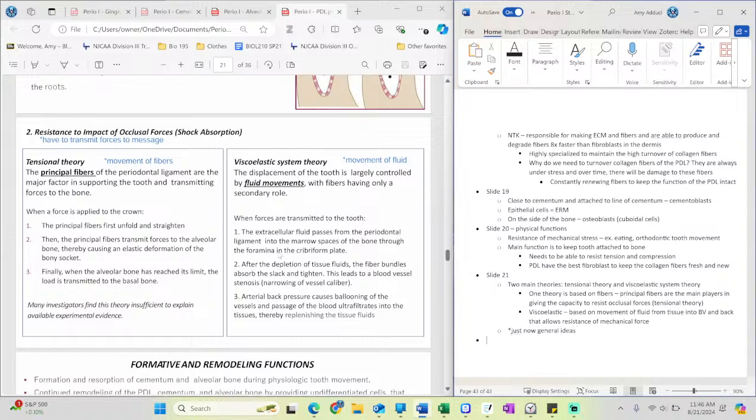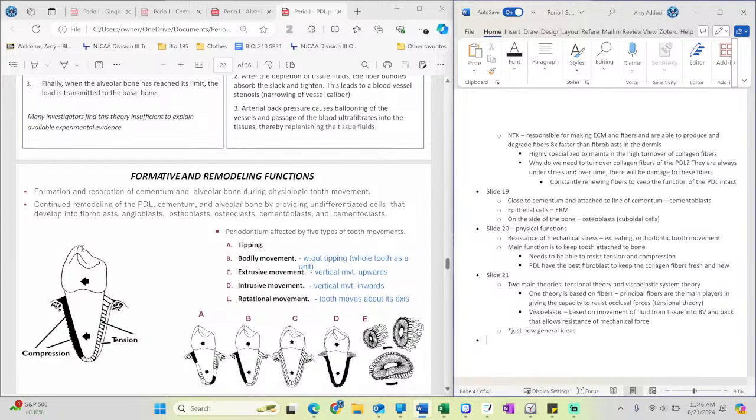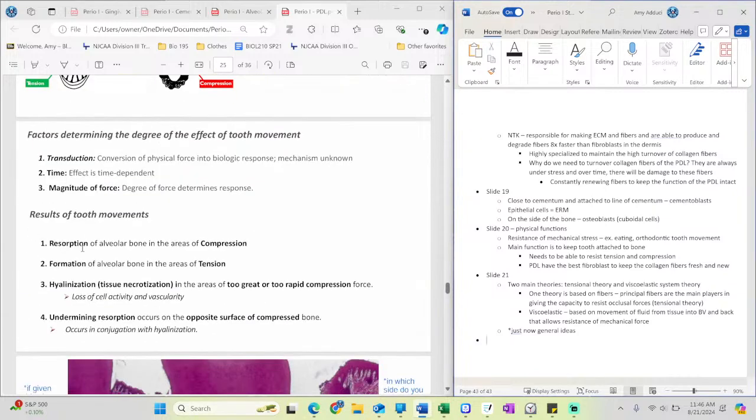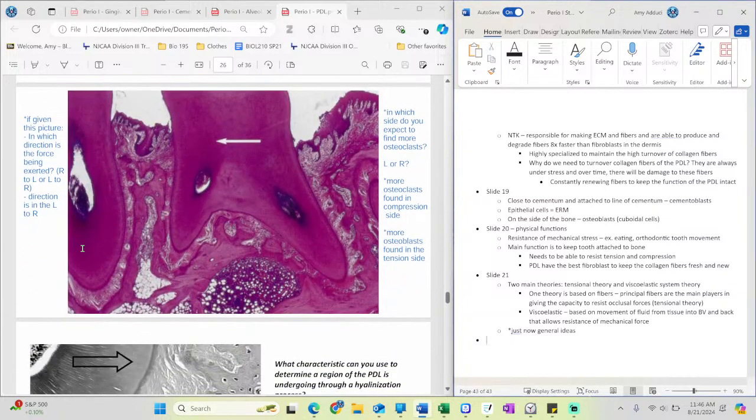This is all ortho. So for this, I didn't use this picture. I would have used this picture for the ortho exam, but not for the perio exam.